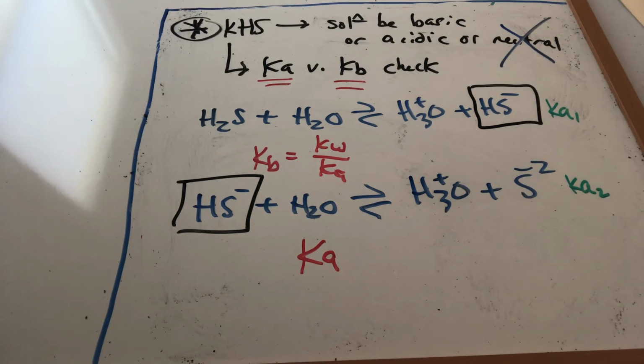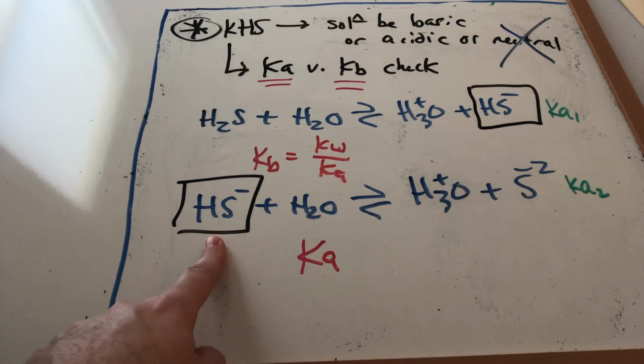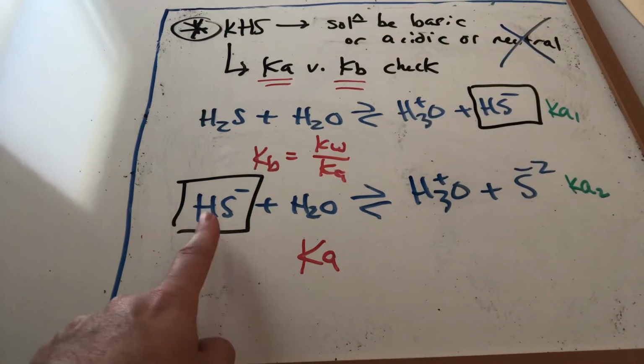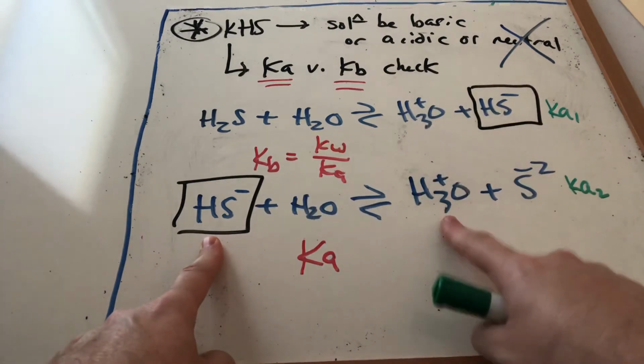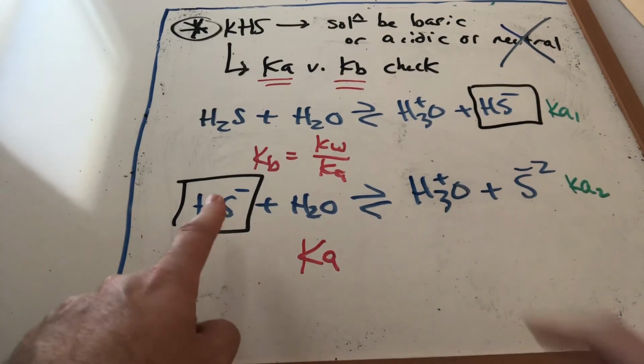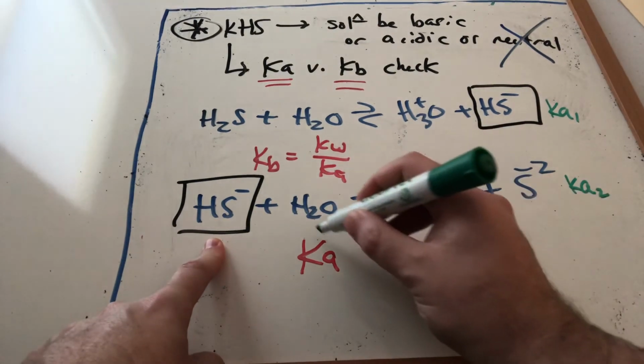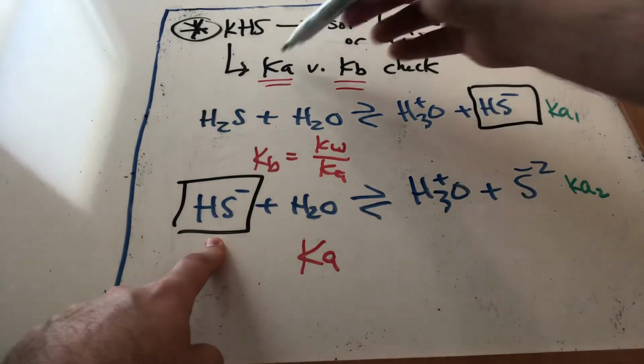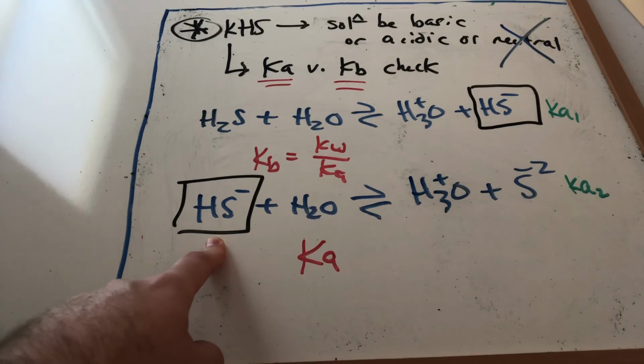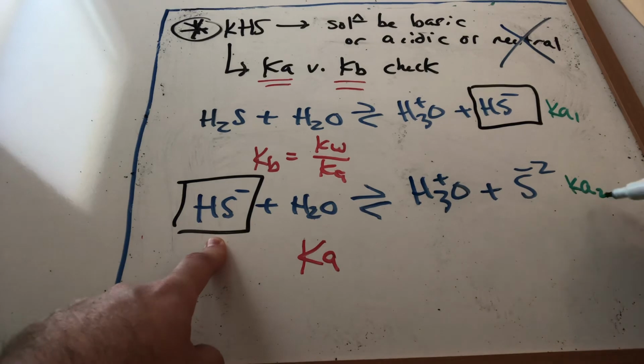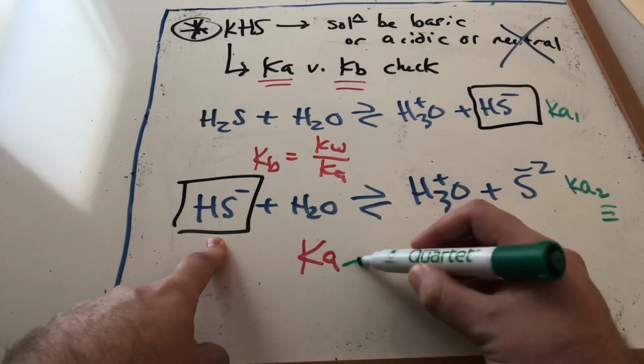Where is HS minus, this thing we're analyzing, where does it show up as an acid? Hopefully you can look here and see this is acting like an acid. It's donating its H. This is where it's acting like an acid, so that's the Ka that I need to use in my check. It's all about HS minus. We want to know what its Ka is and what its Kb is, and whichever one is bigger tells us how it will behave. This right here, is it the first H coming off or is it the second H coming off? It's the second.